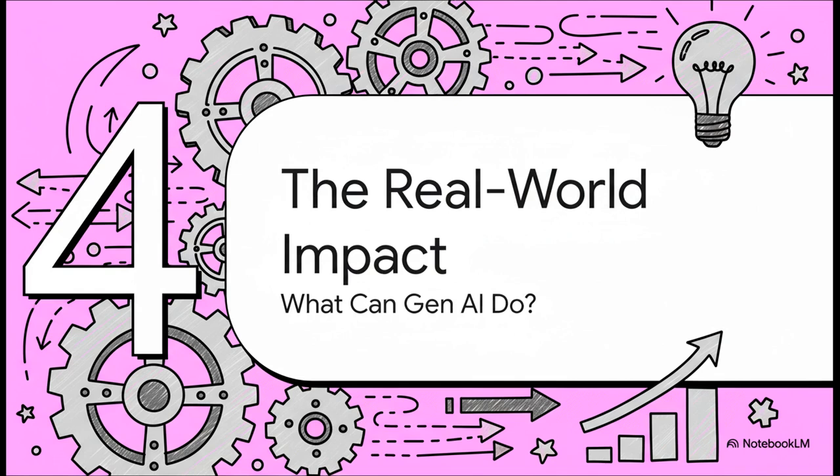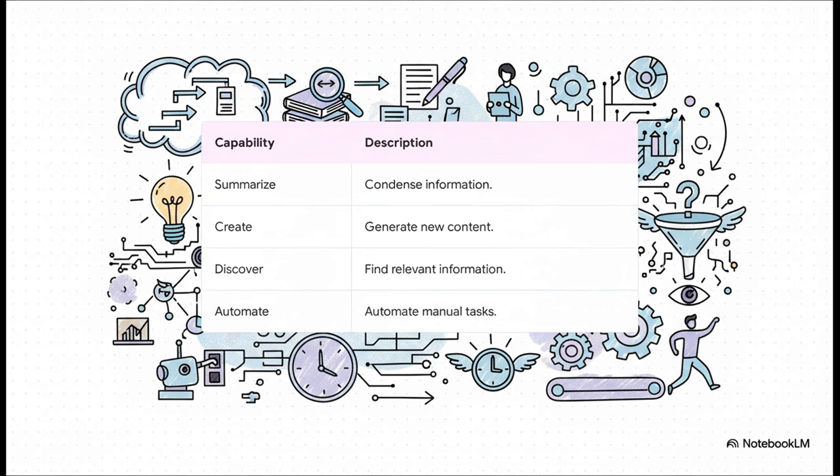And following that strategy isn't just some paper exercise. It leads to tangible, real-world value. So what can generative AI actually do for you once it's up and running? The real-world impact really boils down to 4 key capabilities. First, it can summarize. It can turn dense, long reports into key takeaways in just seconds. It can create, generating new marketing copy, product designs, or lines of code, completely from scratch. It can help you discover insights that were hidden deep inside your data. And it can automate all those tedious manual tasks, freeing up your team for the work that truly matters.